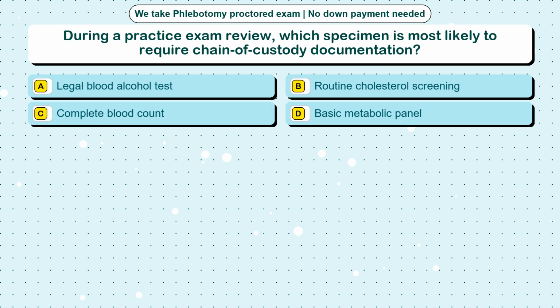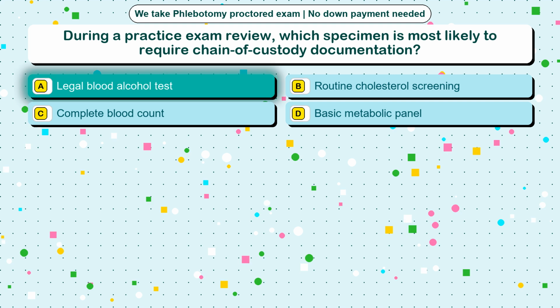Question 85. During a practice exam review, which specimen is most likely to require chain of custody documentation? Option A, legal blood alcohol test. Option B, routine cholesterol screening. Option C, complete blood count. Option D, basic metabolic panel.